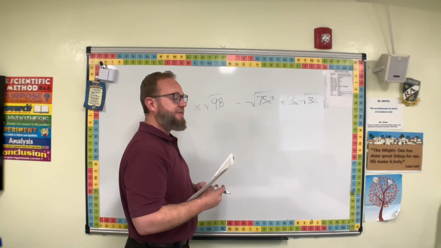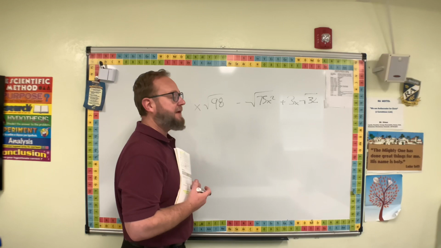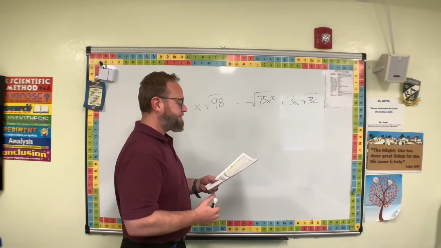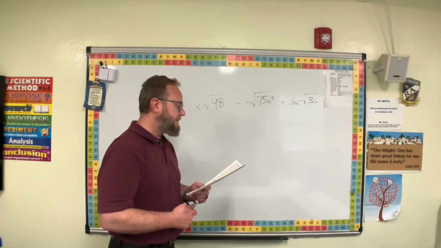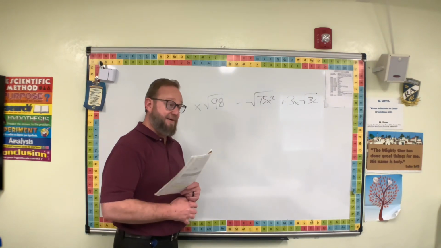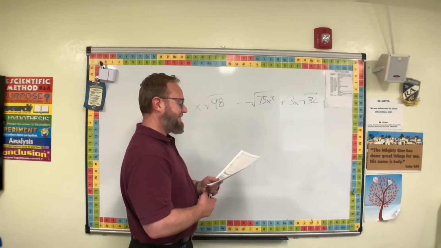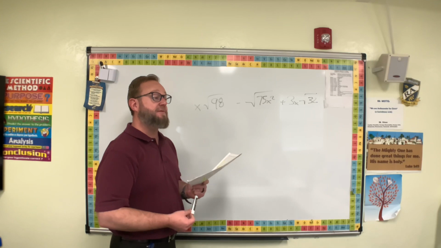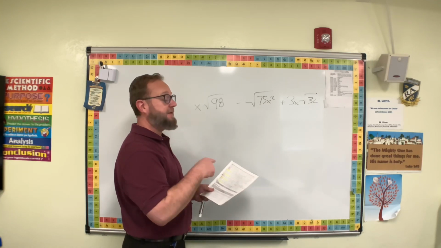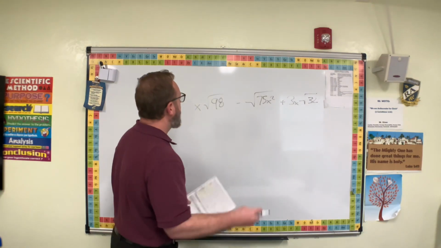Okay, what do I do with the first one? Factors of 98, that's the first thing I gotta be thinking about. What are they? It's 49 times 2. Start with the simplest thing. Think about 2 times what is 98? 49. Hey, 49, that's square rootable.